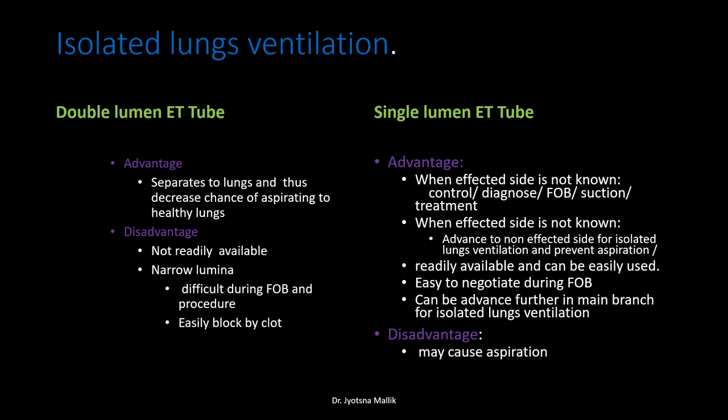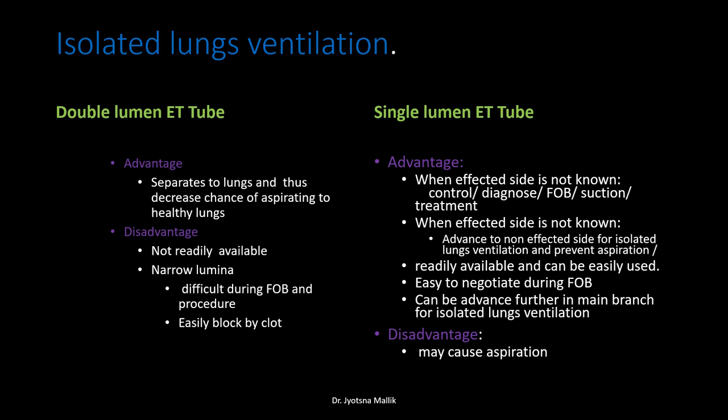So what is isolated lung ventilation? It's isolation of the two lungs, the affected and unaffected side. It is simply done by using either a single lumen ET tube or a double lumen ET tube. Both have their own advantages and disadvantages. If we have a single lumen ET tube, we can simply advance the tube to the unaffected side so that we can ventilate the patient, and there won't be any further gas exchange compromise or any aspiration of blood from the unhealthy side.